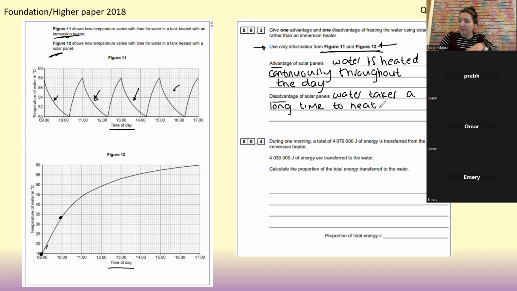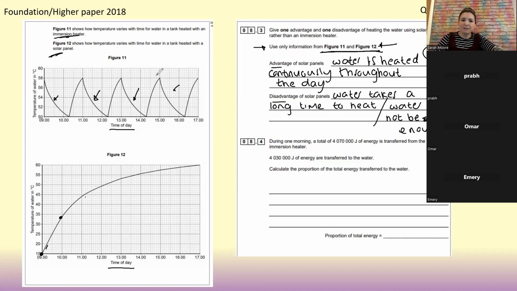That's one. I'm going to make some more points. You wouldn't need to. It's only worth 2 marks. So it's 1 mark for the advantage and 1 mark for the disadvantage. But there are a couple of things you can mention here. The water might not be hot enough. So you having a shower at 9 a.m., you're going to have a very cold shower. Whereas we don't have that problem with the immersion heater. The water might not be hot enough.